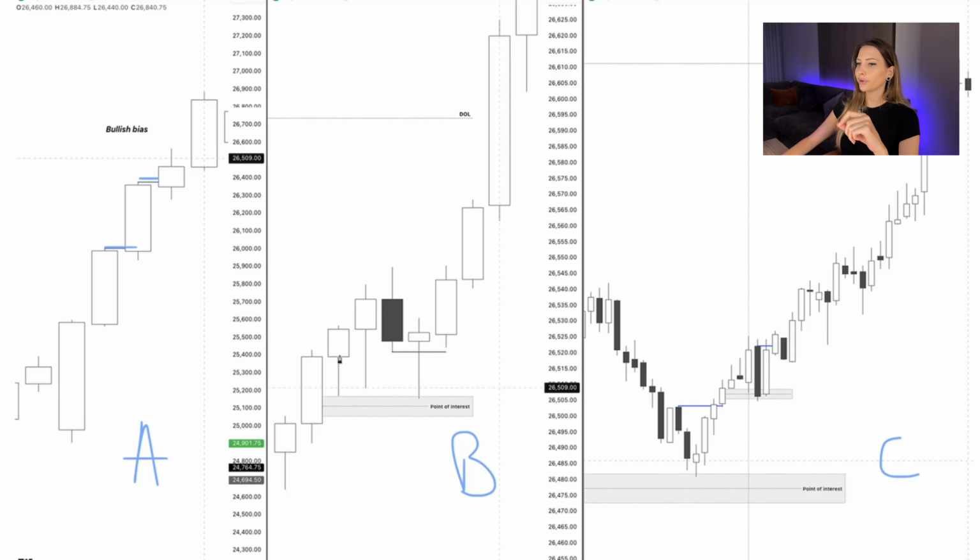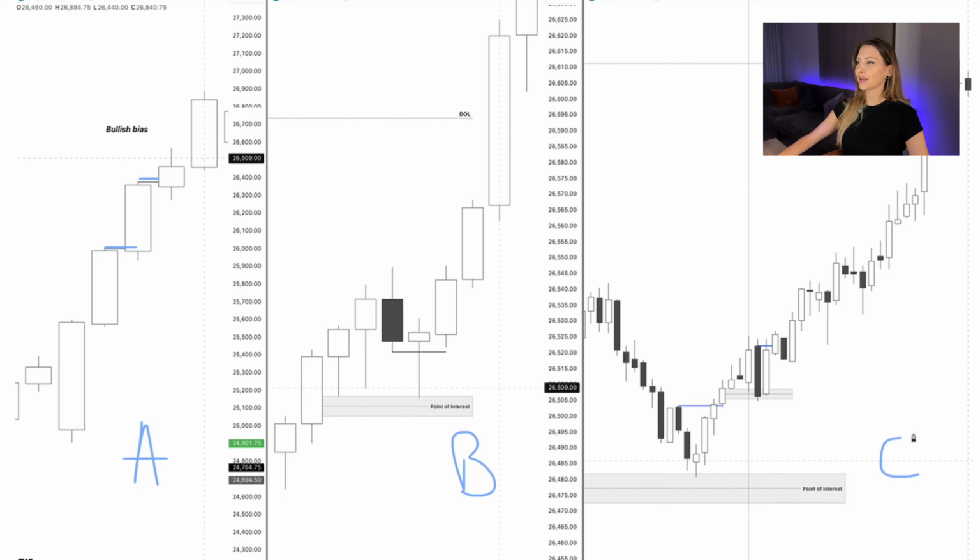I'm looking for a point of interest and a swing point that aligns with my bias. In this case, we have the fair value gap, which acts like a point of interest, and we have the swing point. We see candle 2 sweeping candle 1 low and closing above. So in this case, we can trade candle 3 continuation.